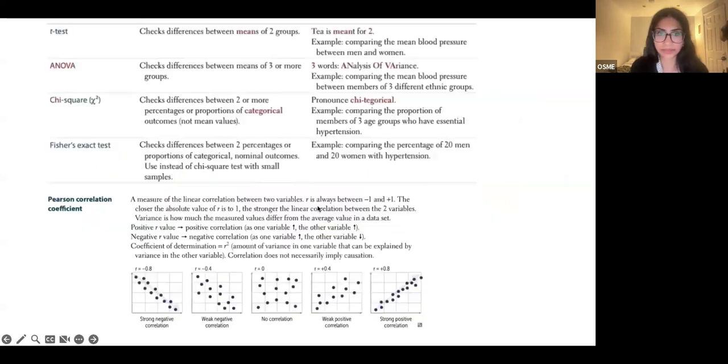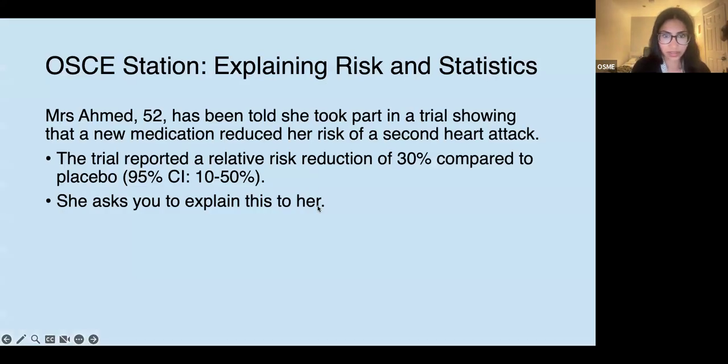Okay. Really briefly, feel free to go if you need to, by the way. I know it's run over a bit. But the station: Miss Ahmed, 52 years old, has been told she took part in a trial showing that a new medication reduced her risk of a second heart attack. The trial reported a relative risk reduction of 30% compared to placebo, and it's given you this interval and asks you to explain.